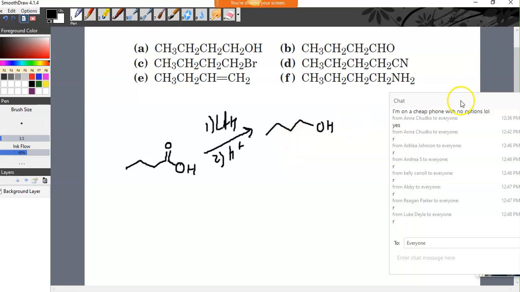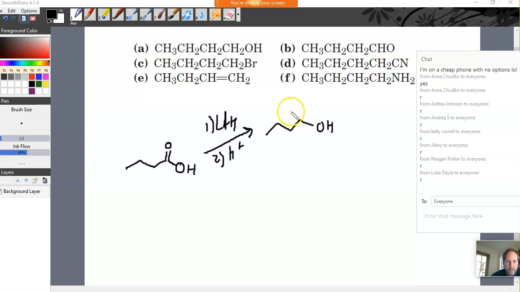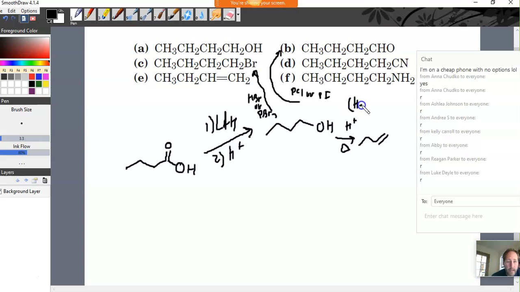Alright, to get to the aldehyde, so that's B, I'm not going to draw it out just to save time. You can either add PCC or PI from the alcohol. To get to the alkyl halide, you either add HBr or you can add PBr3. To get to the double bond, you just add acid and heat. I think it was sulfuric acid. Isn't that what the book uses? Sulfuric acid, heat. So that's a dehydration reaction.